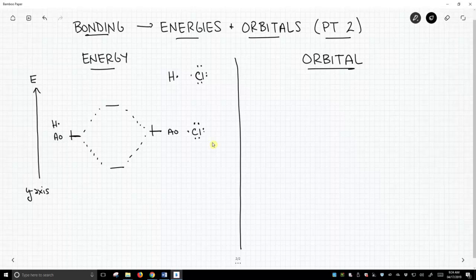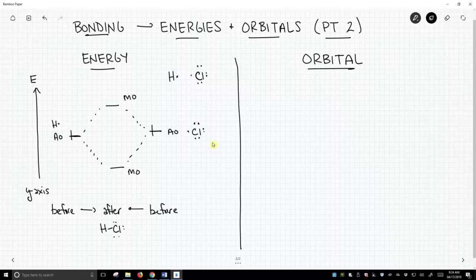So on the left and the right, this is kind of the before. So before the bond forms, you have these atomic orbitals. And as we move to the middle, this is the after. So in the middle, this is where we've made our HCl bond. Now, there are two new molecular orbitals. What happens to our electrons?